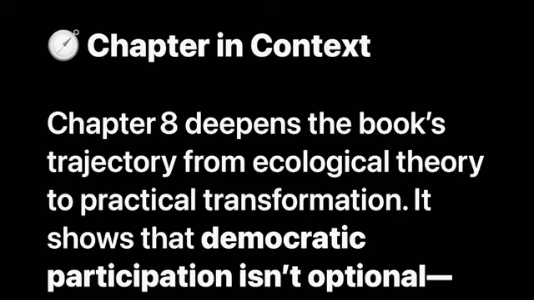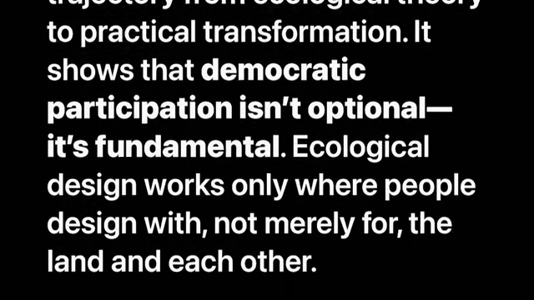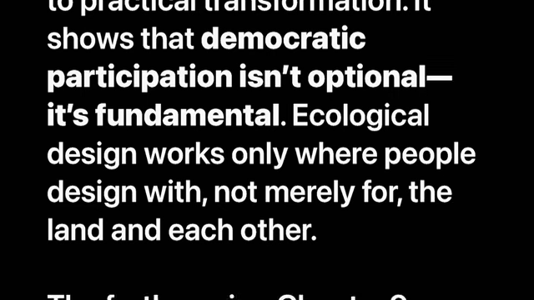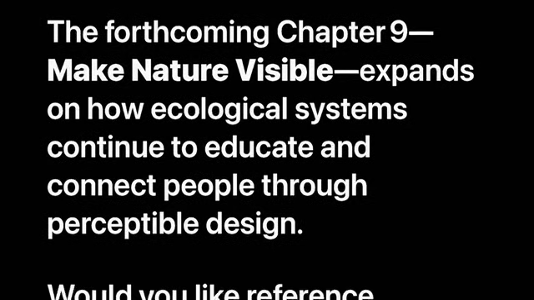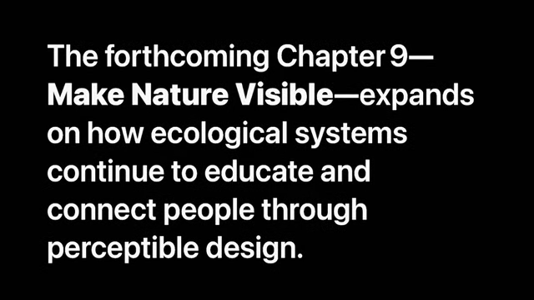Chapter in context. Chapter 8 deepens the book's trajectory from ecological theory to practical transformation. It shows that democratic participation isn't optional. It's fundamental. Ecological design works only where people design with, not merely for, the land and each other. The forthcoming Chapter 9, Make Nature Visible, expands on how ecological systems continue to educate and connect people through perceptible design.